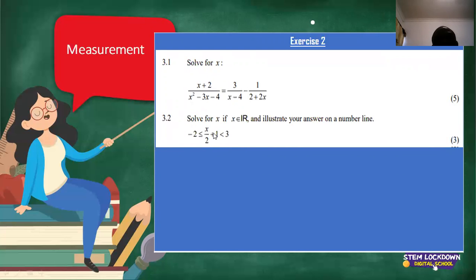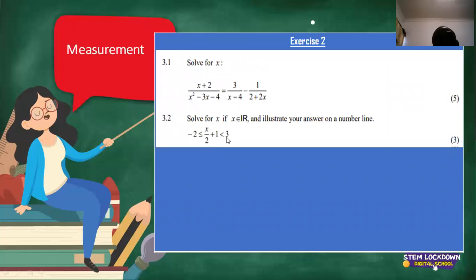To solve for x here, we first have to move this 1 to both sides. Move the positive 1 to the right-hand side to become negative 1. We do the same thing to the left-hand side. Moving it to the right, we have 3 minus 1, which is 2. Moving it to the left gives you minus 1 minus 2, that'll be minus 3. So basically we have minus 3 less than or equal to x over 2, less than 2.